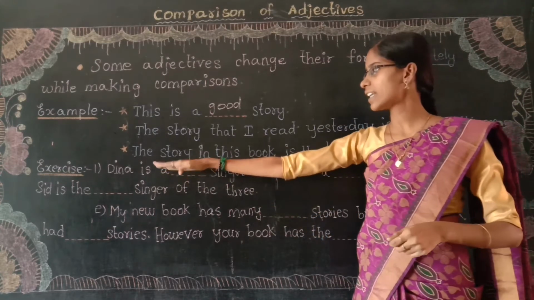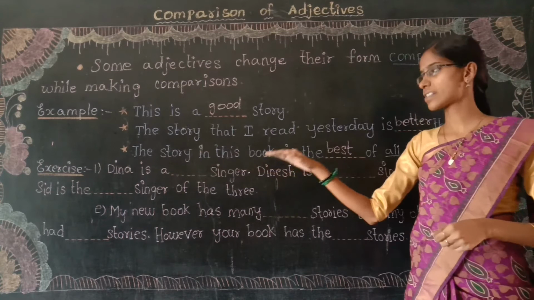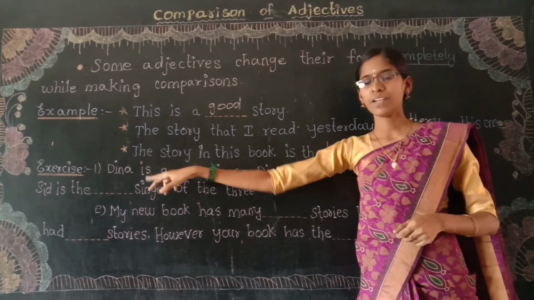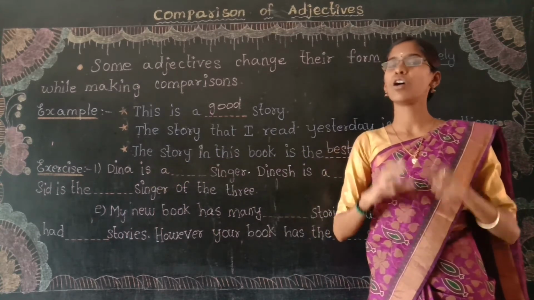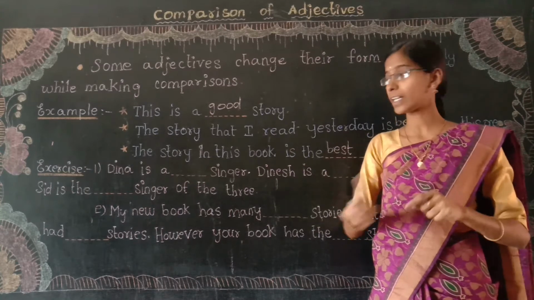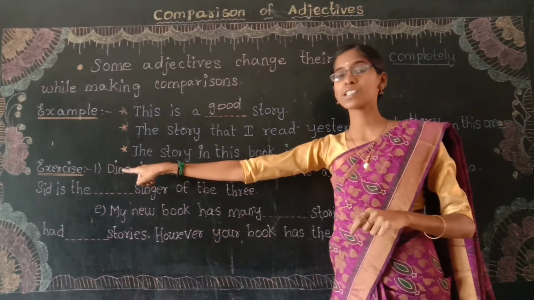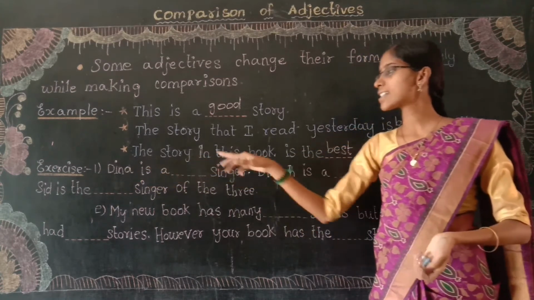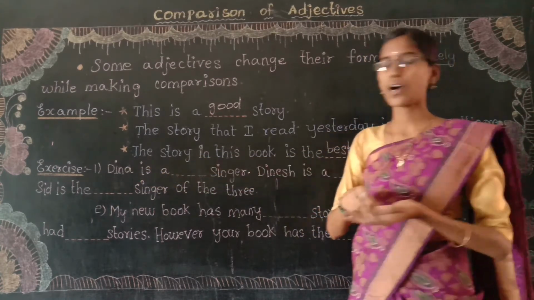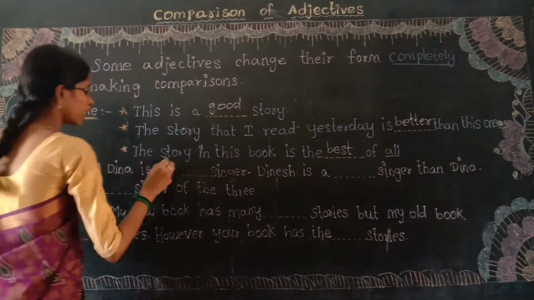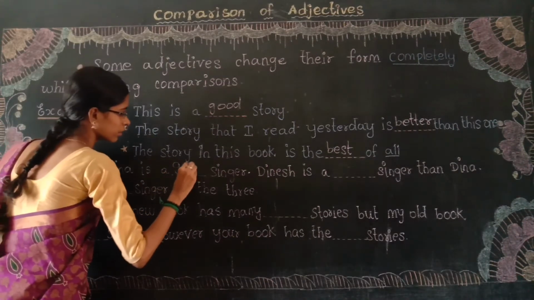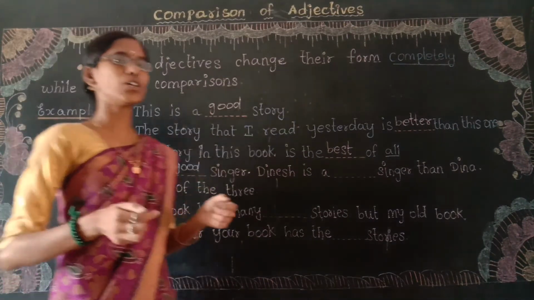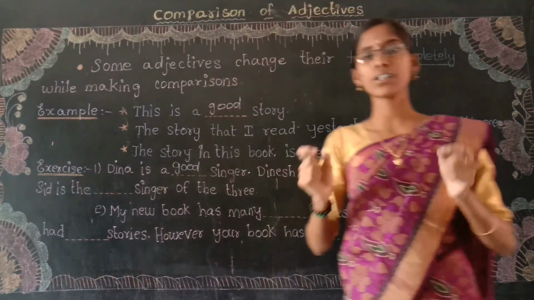So see the first sentence, Deena is a dash singer. Here, are we making any comparison? No, because we have only one noun, that is only one person named, that is Deena. So, Deena is a dash singer. So, for that, the answer is what? Good. The answer is good. So, Deena is a good singer.